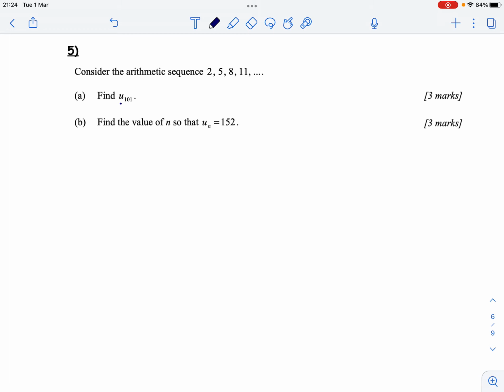As you know, it is a un, so we will use the term formula. For that purpose, we need to collect the information. Your first term is given, u1 is equal to 2. Your difference is 5 minus 2, which is 3. Or even if you do 8 minus 5, still 3. Or 11 minus 8, still 3. And you need to find u101.